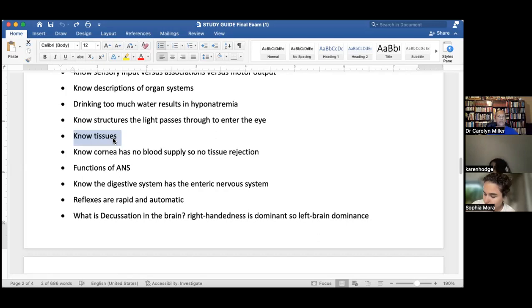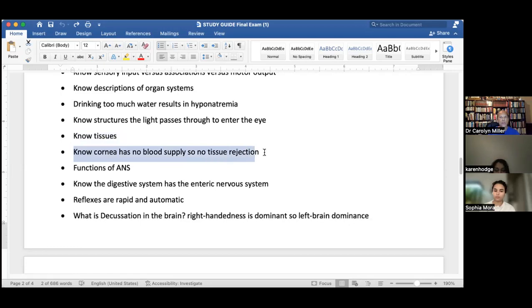For the connective tissues, we talked about the 3 types of cartilage. We talked about adipose, and we talked about tendons, ligaments, and cartilage, how they have perichondrium and take a while to heal. And then blood is also a connective tissue, and bone. So knowing those tissues will help you answer the questions.